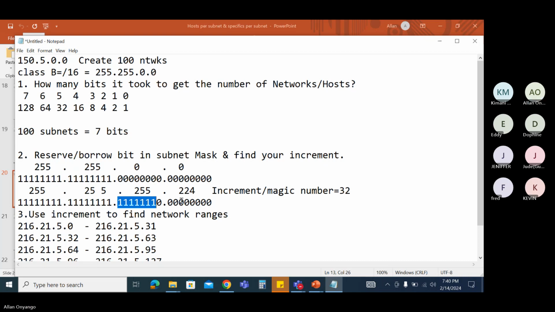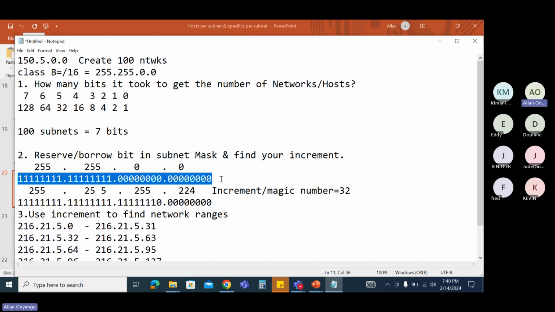Is that so? Yes. We are borrowing in which octet? Where the zeros are starting. This is our original subnet mask. Yes. So we borrow here. 1, 2, 3, 4, 5, 6. So we're reserving from where the zeros end. From where the zeros are ending. Good. So we have borrowed the 7 bits, isn't it?